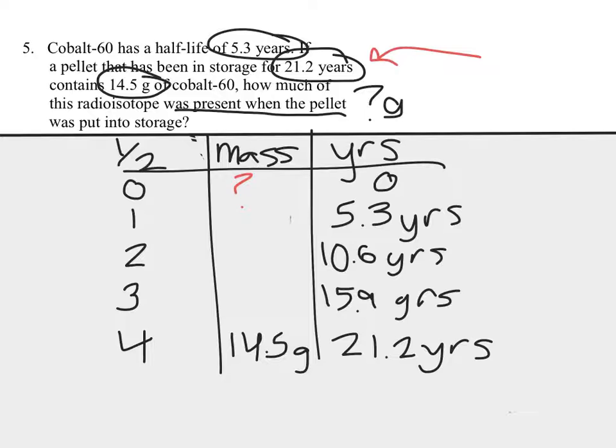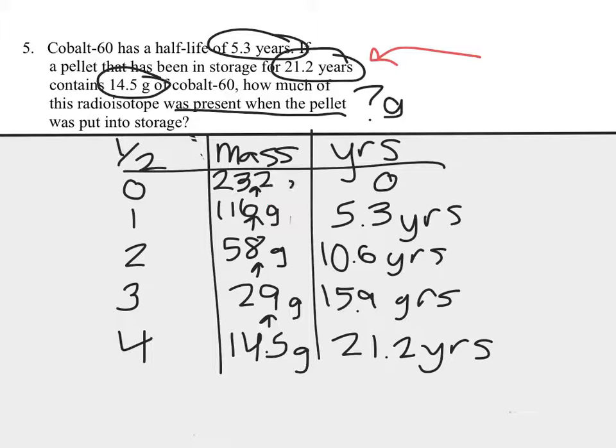Now, we want to work our way backwards to get to the front. By front, I just mean to the top. So, let's go backwards. 14.5 came from something that got cut in half. So if we double 14.5, do times 2, we get 29 grams. Now, that 29 grams came from something that was cut in half. So we have to double it to go back in time. So 29 times 2 is 58 grams. And again, we have to double the 58 grams to get it back to what it was after 1 half-life, which was 116. Double it again to get to the front or the top, and you end up getting 232 grams.